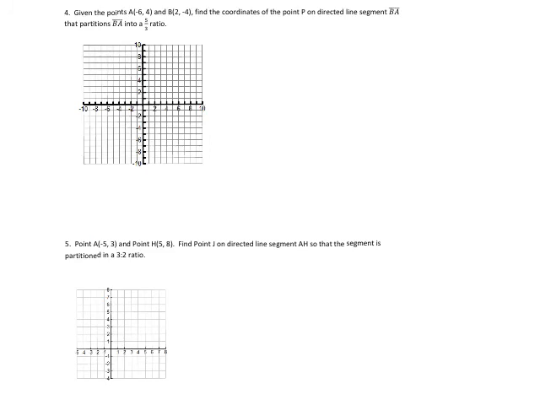Okay, 2 more examples here for you. This one says A is at -6, 4. So let me write that. A is at -6, 4. B is at 2, -4. Now this time the directed line segment is BA. So this time we're starting with B. Let me highlight that. We're going to start here. This is the beginning because, again, B is first.